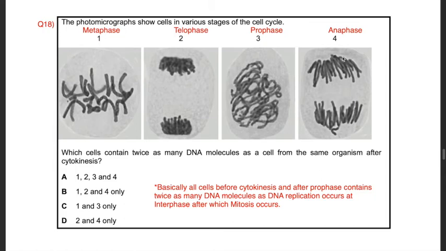organism after cytokinesis. Hence the answer is A, 1, 2, 3 and 4, because all 4 photomicrographs are representing stages of mitosis, and all the stages of mitosis will actually contain twice as many DNA molecules because it is before cytokinesis. As at cytokinesis, DNA will return back to its normal amount. However, from prophase and before cytokinesis, that are prophase, metaphase, anaphase and telophase, will contain twice as many DNA molecules. Hence the answer is A.